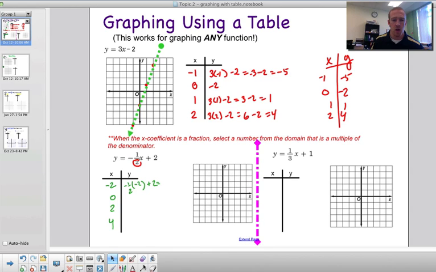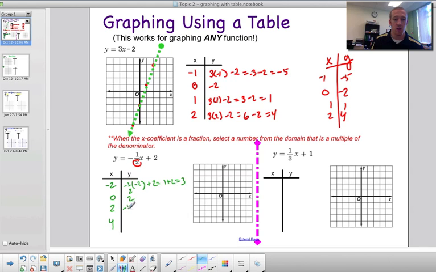That way, when I do -1/2 times -2 plus 2, I get a negative times a negative is positive. 1/2 times 2 is 1. So I have 1 plus that 2 equals 3. Anything times 0, 0 plus 2 gives me 2.